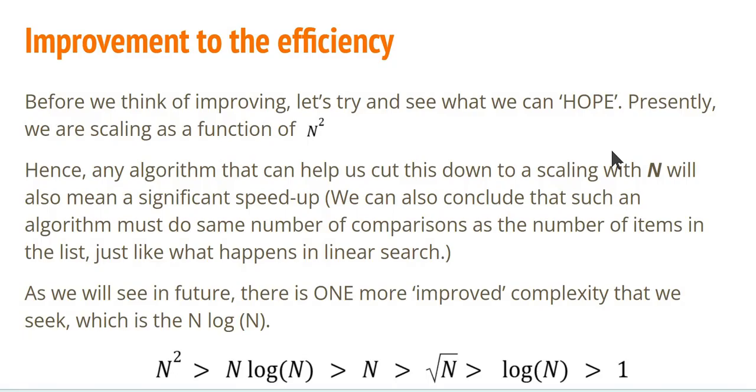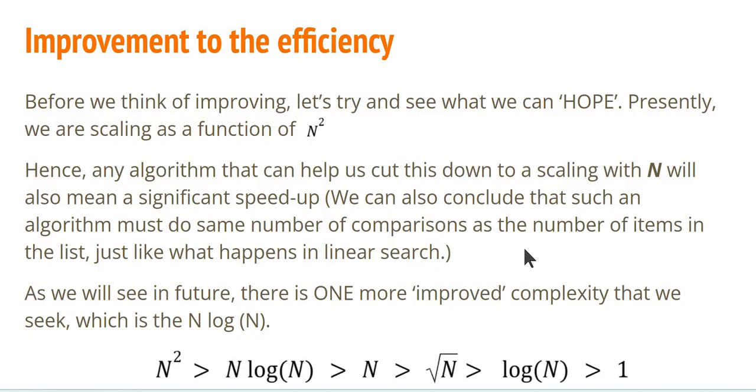Now, think about it a little bit. Basically, a scaling of n means that we are going to do as many comparisons as there are items on the list, as against n square. And hence, this kind of becomes like linear search, right? In linear search, we do as many comparisons as there are items on the list in the worst case. So any algorithm that can get us there is going to be a major improvement with respect to where we are today. And we'll see that when it comes to a sorted list with the two-pointer technique, in fact, we will get there.